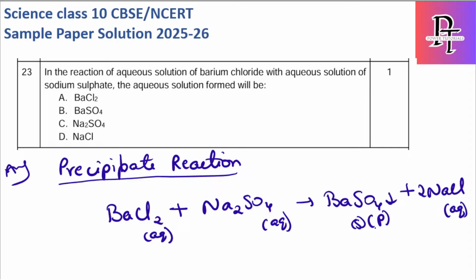So in this question, what they are asking is precipitate or aqueous. They are asking for the aqueous solution, so which is NaCl. But if they ask you to give the precipitate, then BaSO4 is the right answer. Precipitate is BaSO4, aqueous is NaCl. With the same question, they can also ask you to give the precipitate form, then you have to say it is BaSO4. Whereas BaCl2 and Na2SO4 are the reactants, they are not products. The left side is called reactants and the right side is the products.